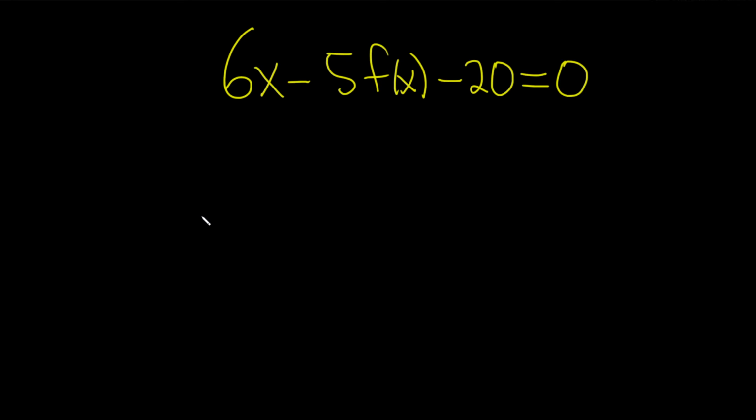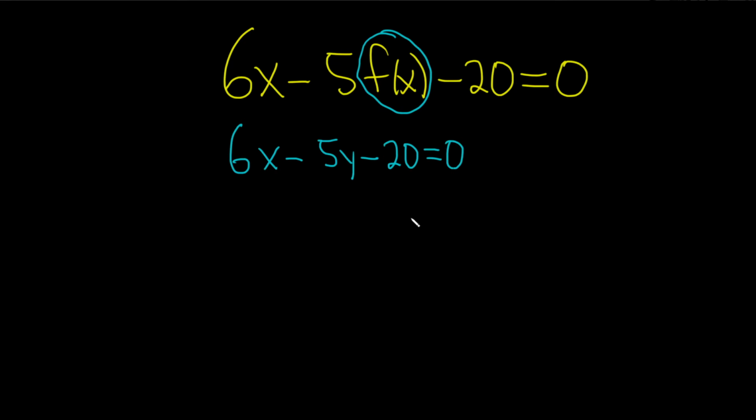In this question, the problem is asking us to graph the linear function. So the very first step, I think, is to realize that this f of x is really y. So we'll start by rewriting that as y. So this is 6x minus 5y minus 20 equals 0. So that's probably one of the most important steps. I think people oftentimes see the f of x and they're like, whoa, remember, it's just y. And then we have to graph this.